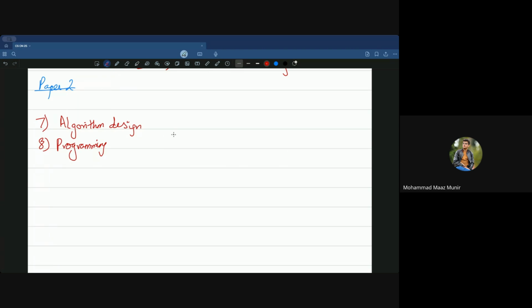Like I mentioned previously, there are some codes which you need to understand in a way that they could be tested the same way it has been told in the book. So those codes are basically discussed in the programming topic.